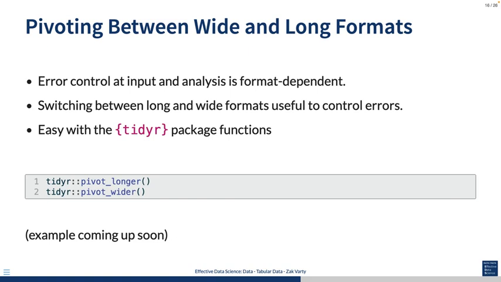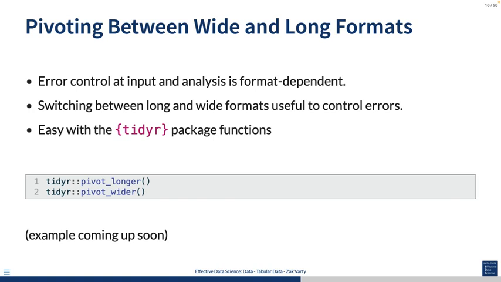So being able to switch between these long and wide formats is going to be useful to control our overall errors within our analysis. Again, we're going to use a package to help us do this, and it's going to be the tidyr package. And in particular, two functions from this package. One called pivot_longer, which takes wide data and lets you move it into a longer format, and pivot_wider, which takes long data and helps you pivot it into a wider format.